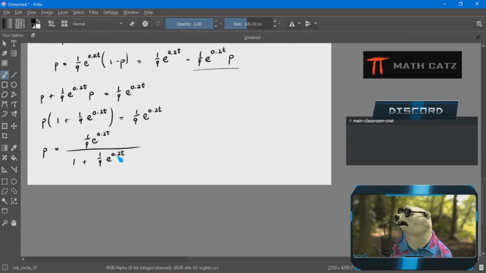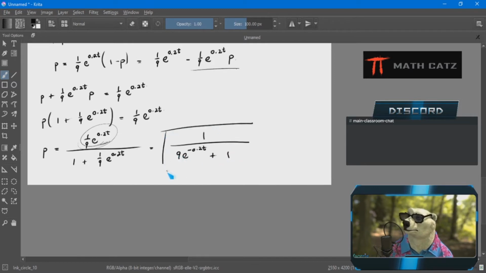Now a little tedious algebra. I'm going to divide by this numerator throughout, and then it's going to be 1 over 9 e to the negative 0.2t plus 1. And that's going to be my best looking answer.